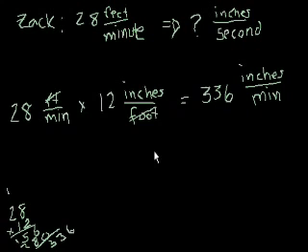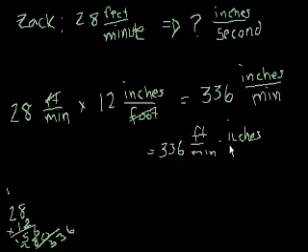I could have also written this as 28 feet per minute times 12 inches per foot. Because the feet per minute came from here, and the inches per foot came from here, I would have canceled this out, and I would have gotten inches per minute. So anyway, I don't want to confuse you too much with all of that unit cancellation stuff.